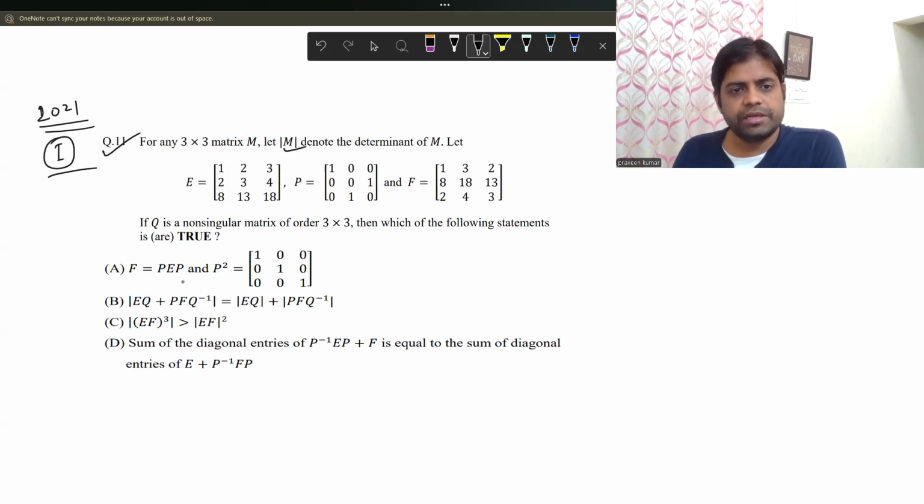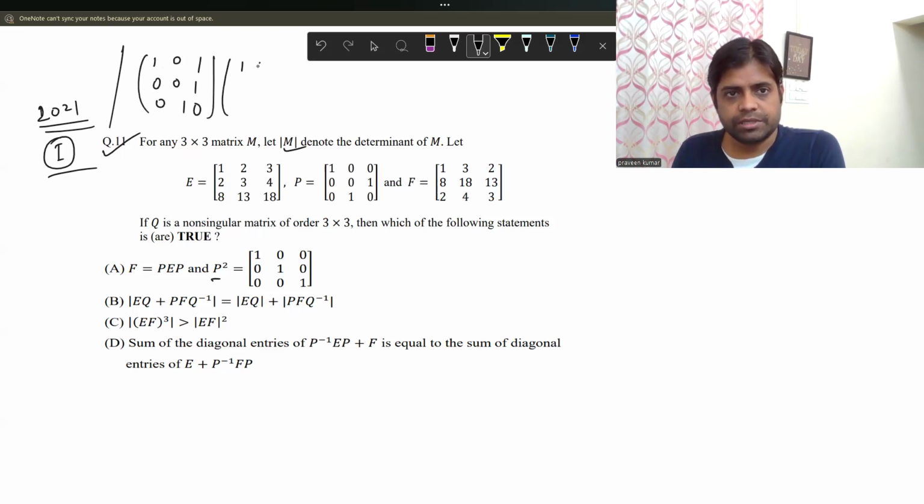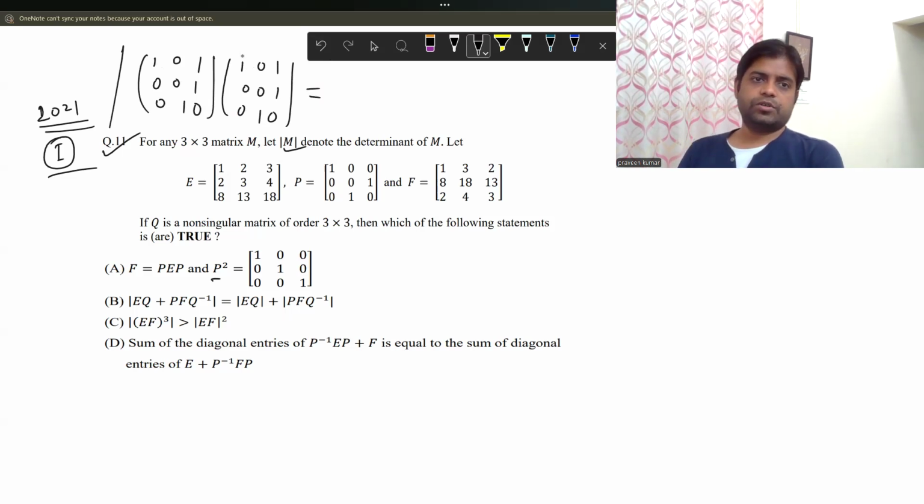तो फर्स्ट ऑप्शन में ये P square है और F इज इक्वल टू PEP है. So first of all, can we find P square? That seems to be easy. So let's find that. P square means what? 1 0 0, 0 0 1, and 0 1 0. If this gets multiplied by the same thing, what will happen? 0 1 0. Just multiply them. Here 1 0 1 1.